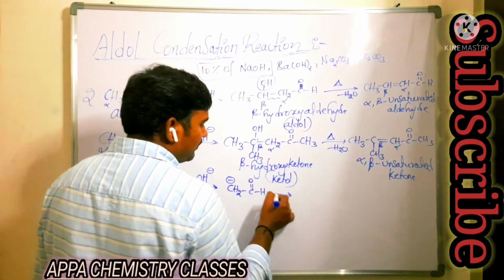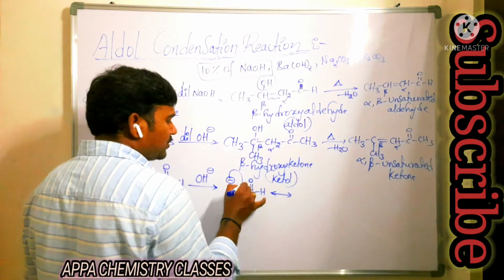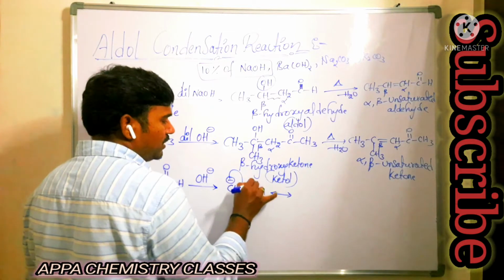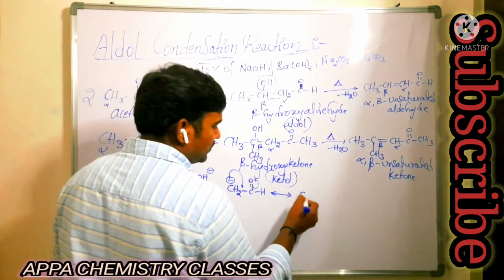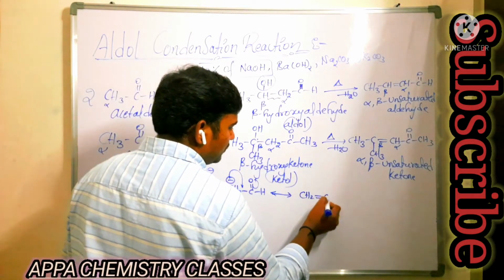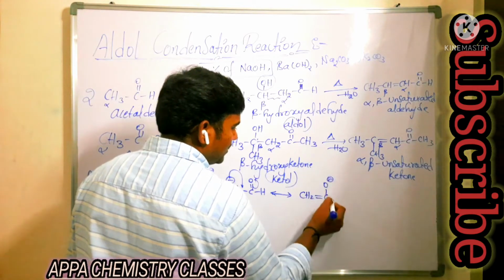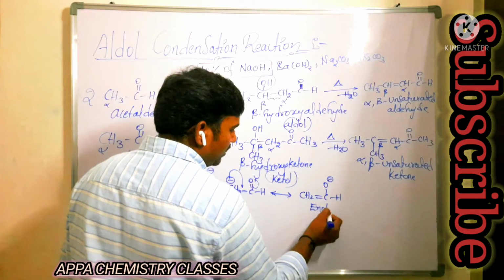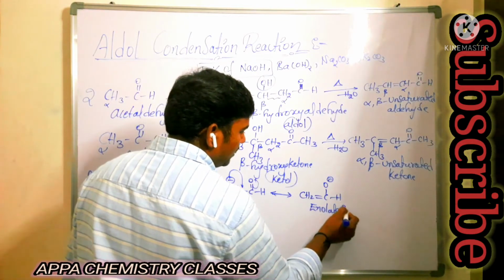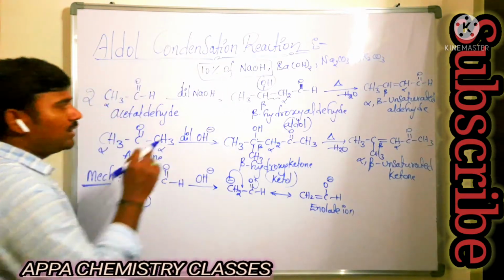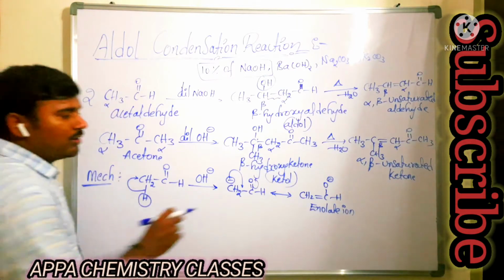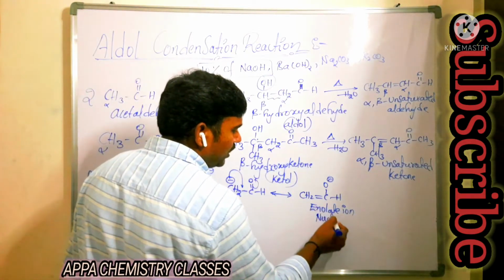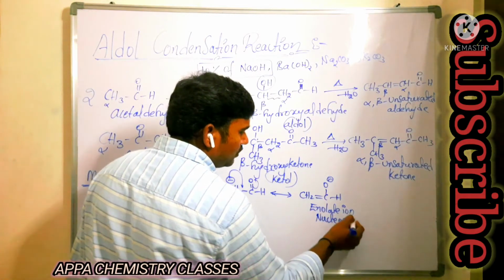Which rearranges, and the negative charge is shifted here. This oxygen gets the negative charge. We are getting CH2 double bond CO minus and H. So this is what we call the enolate ion. The enolate ion is the intermediate here in aldol condensation. Now it will act as a nucleophile. The enolate ion will act as a nucleophile.